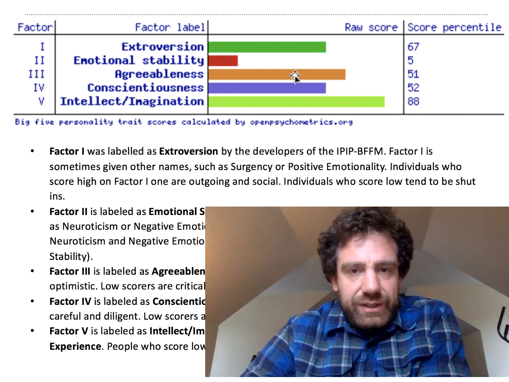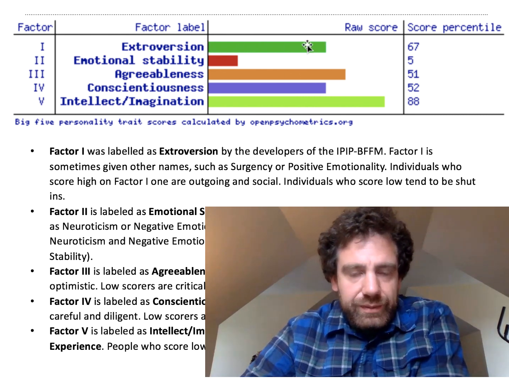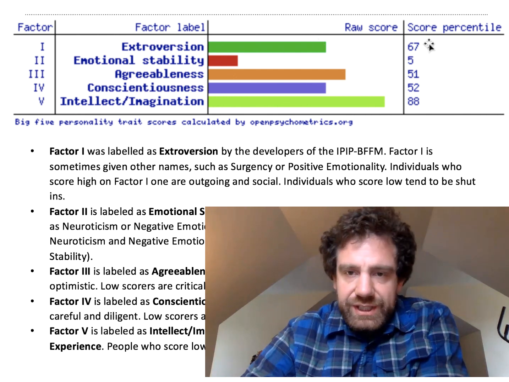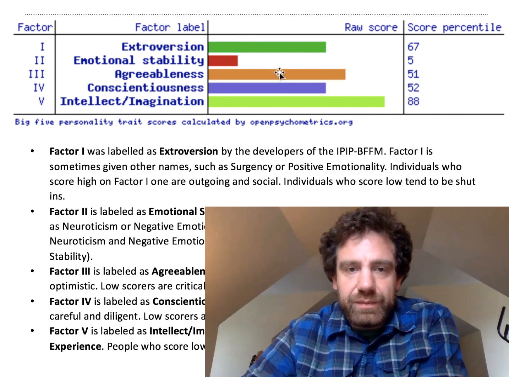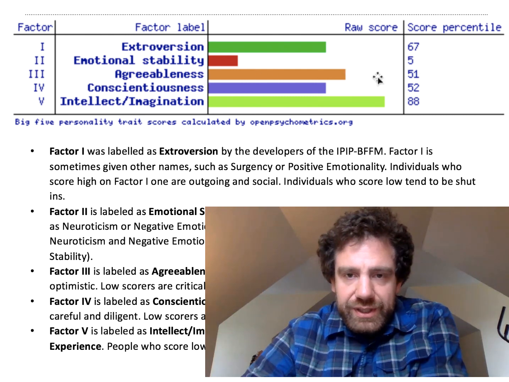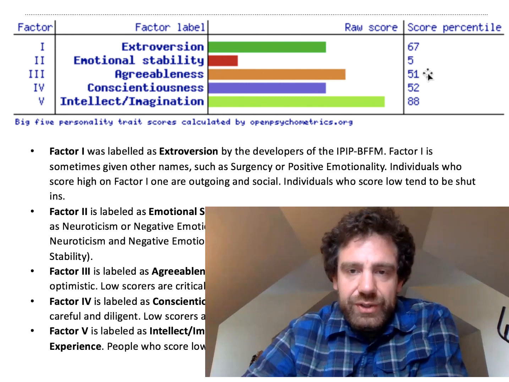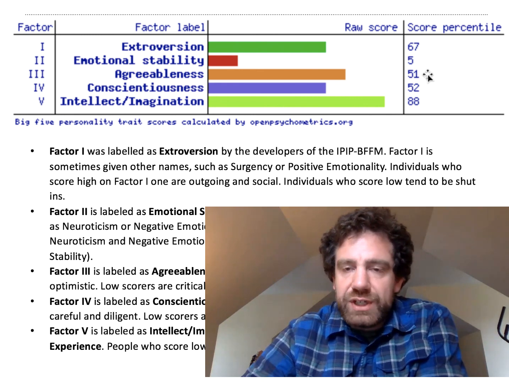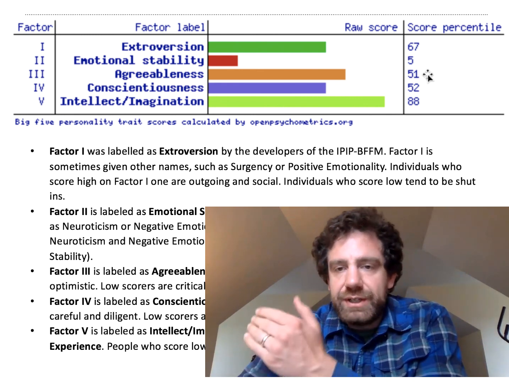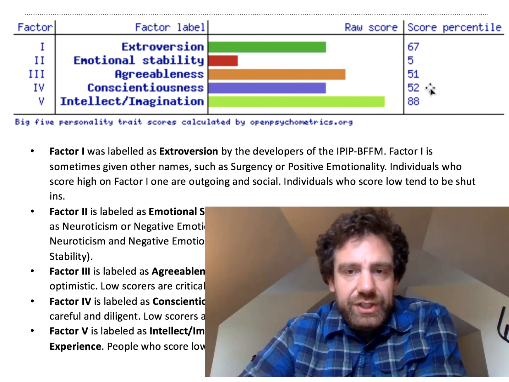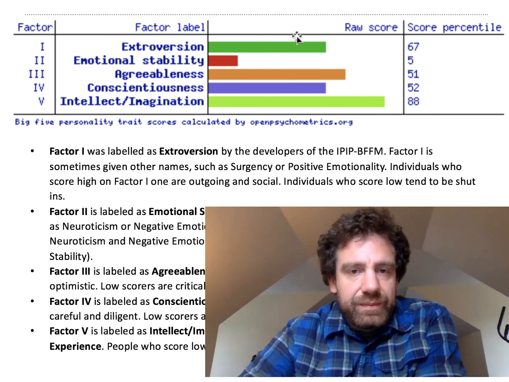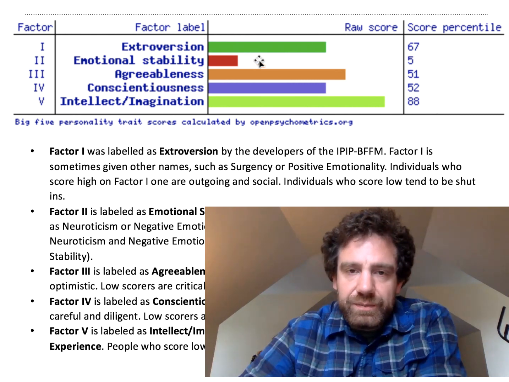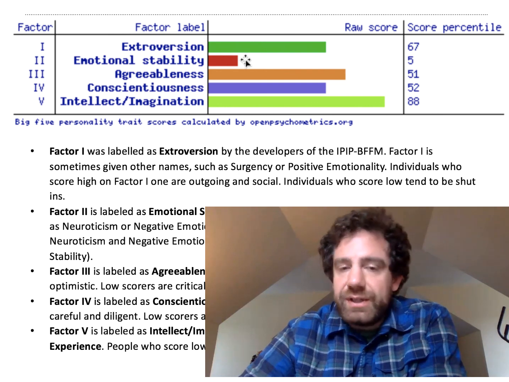You can see I was given this level of extroversion, medium high, the 67th percentile. Lower emotional stability. Medium high agreeableness, or actually medium high according to this scale, but the percentile shows that my agreeableness is in the 51st percentile, so I'm basically right in the middle of people there. Same with conscientiousness. Intellect, imagination higher, extroversion a little bit higher, maybe. Distressingly, emotional stability, very low.